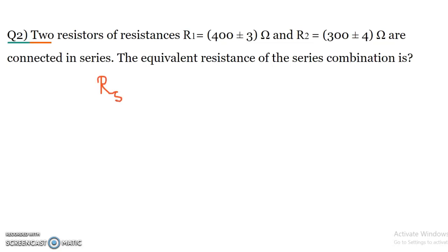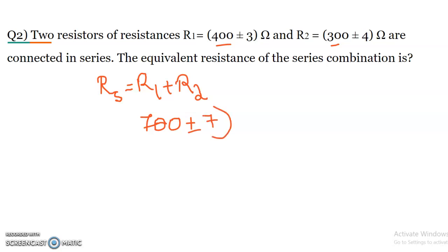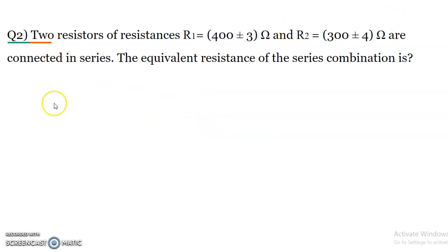The resistance in series is nothing but R1 plus R2, so we are adding 400 and 300 which will give us 700, and 700 plus or minus, we are also adding this 3 and 4, plus or minus 7 ohm. That's the answer. Now let us check this, 700 plus or minus 7 ohm, yes.